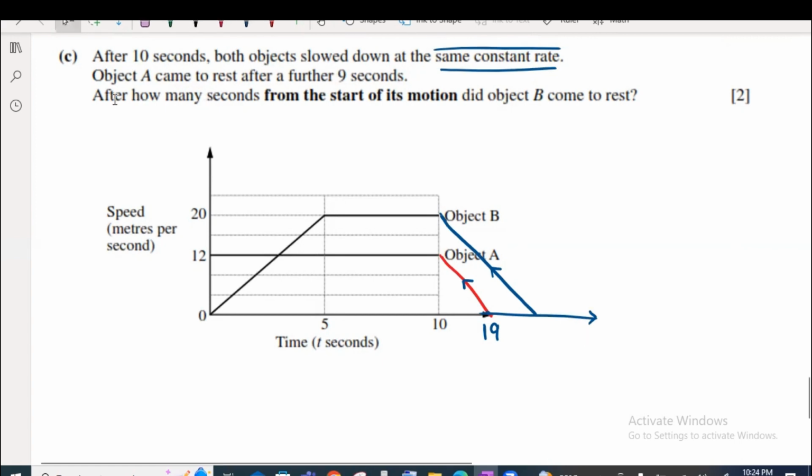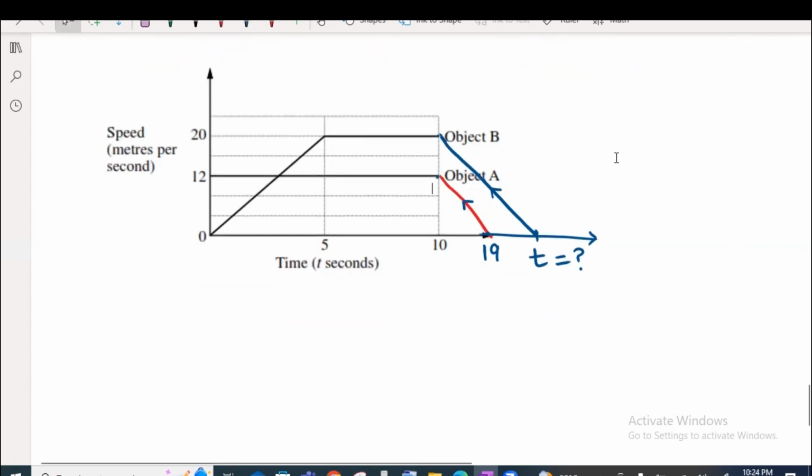In this part, we have to find how many seconds from the start of its motion object B came to rest. This line is object B, so we have to find the time when object B is at rest. Since the lines are parallel, the gradients are the same, or you can say the deceleration. This is the line for retardation in a speed-time graph. Retardation of object A and object B are the same in this case.